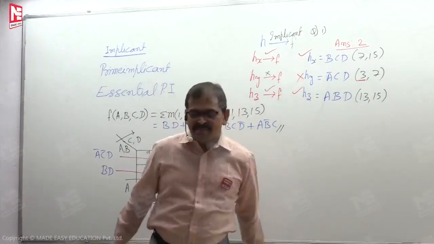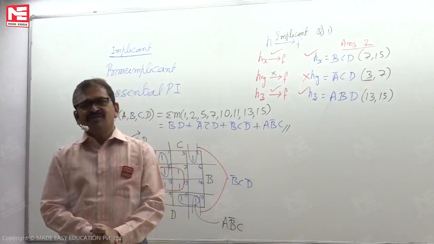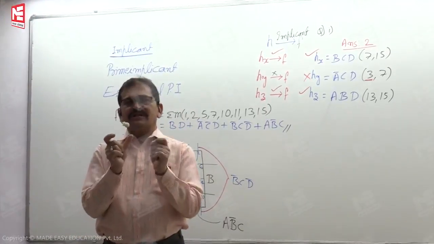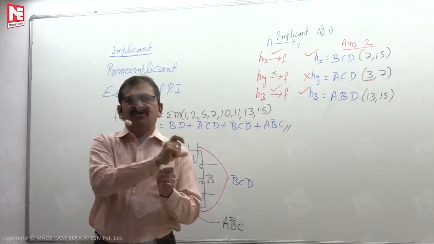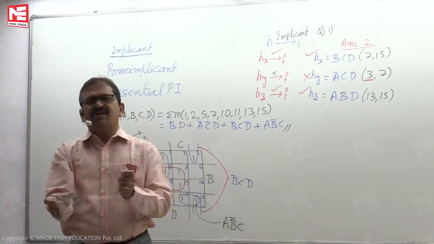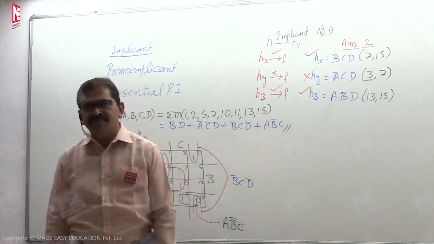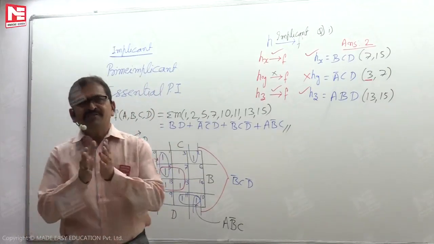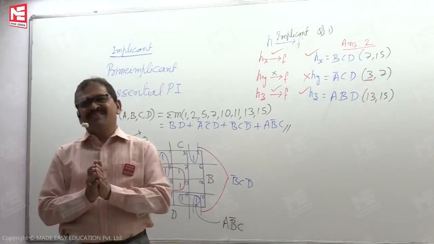So to check whether a product is an implicant or not, the way is, you look quickly at which cells the product is covering while grouping. As and when those cells are the minterms of the given function, we say that product is an implicant. If any one of the cells is not a minterm of the given function, we say that product is not an implicant. So that is the meaning of the word implicant. It is one of the important concepts.